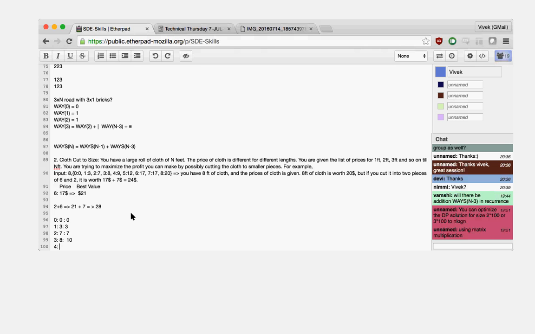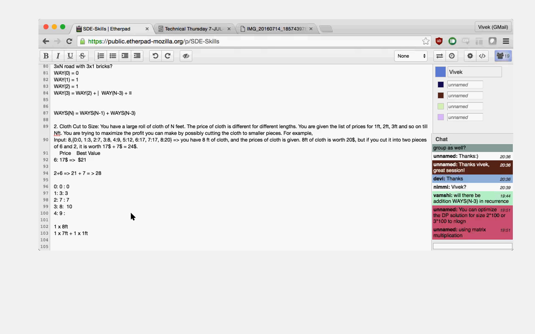The value is 9. What's the best 3 value? 4 is 3 plus 1 or 2 plus 2? 2 plus 2. 2 plus 2, 3 plus 1, or 4. So the best is 2 plus 2.